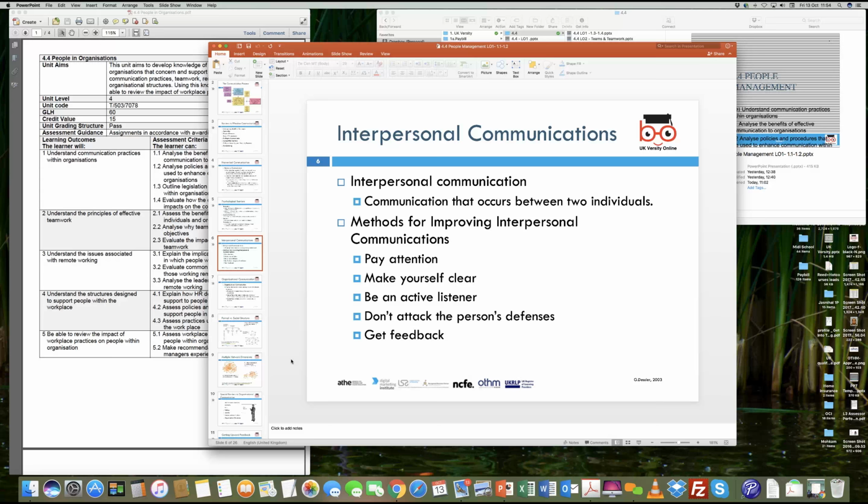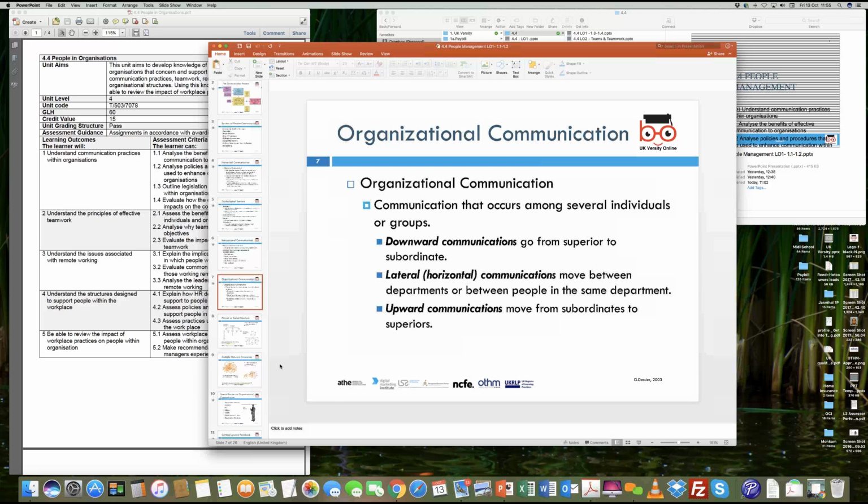So interpersonal communication is also quite important within this context, and this is one of the most favored, or one of the clear sets of communication that we get to see within this sector.